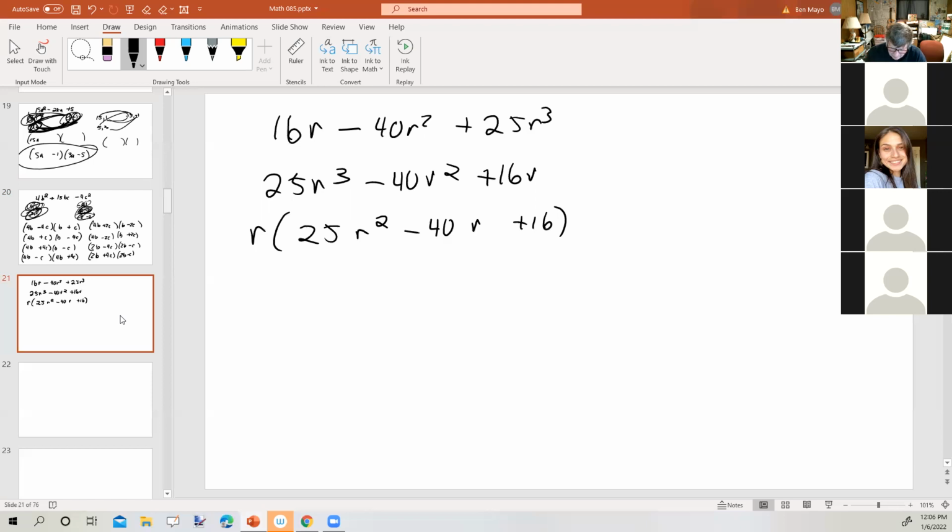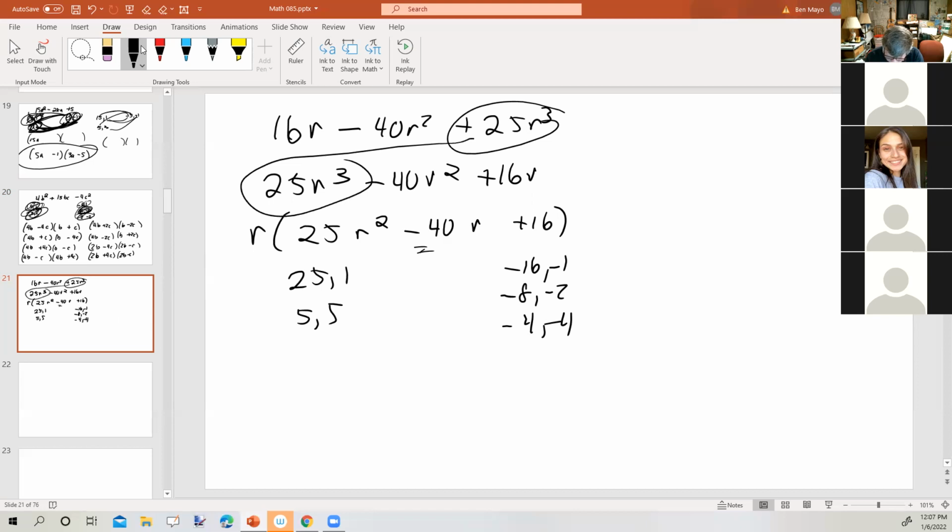Okay. Now 25 is 25 and 1 or 5 and 5. 16, except it's got to be negative. So it's going to be negative 16 and negative 1, or negative 8 and negative 2, or negative 4 and negative 4. A quick question, I'm sorry. Where did you get 25 again? Oh, okay, you just wrote it in standard form.